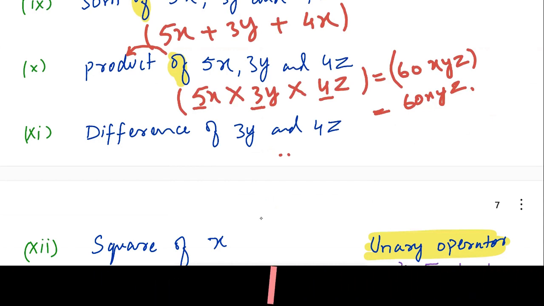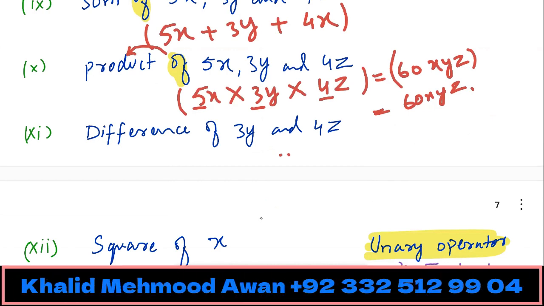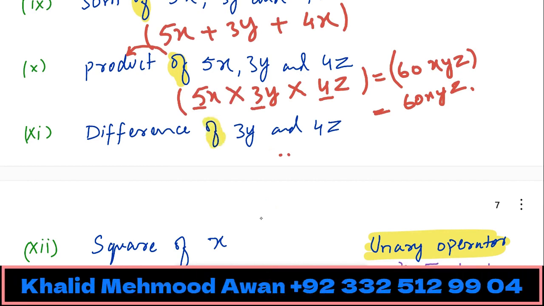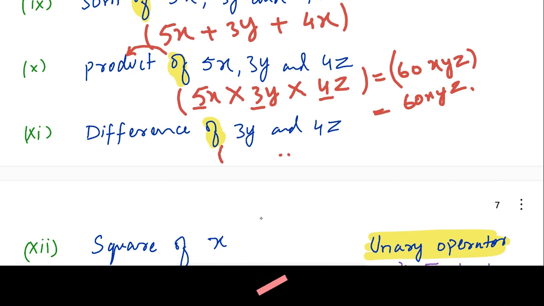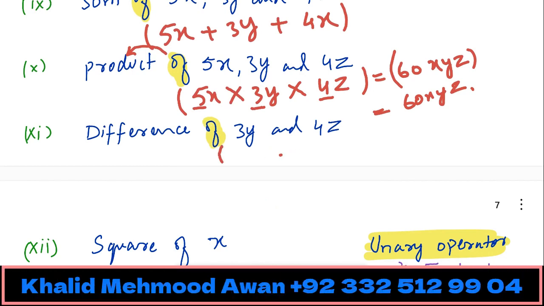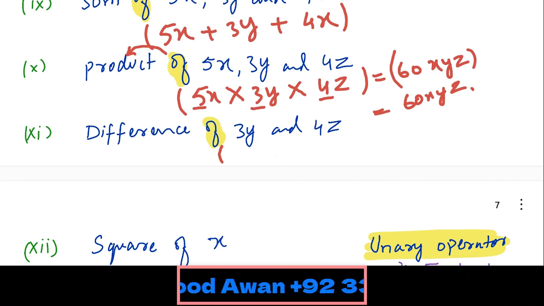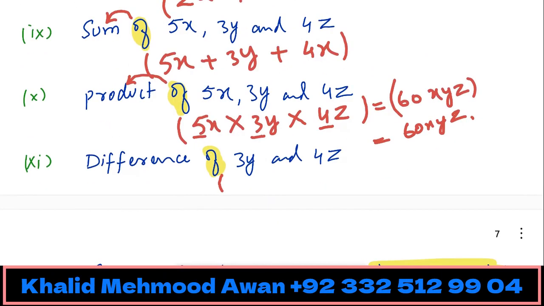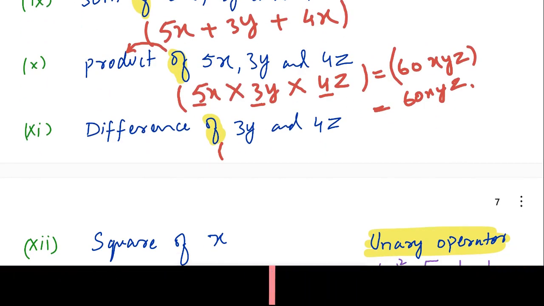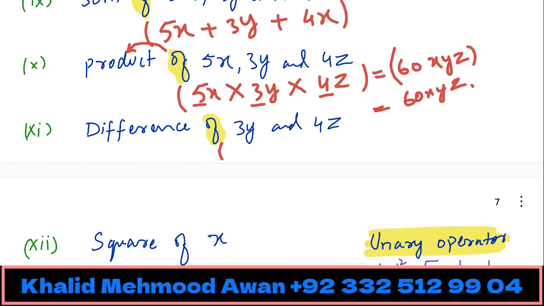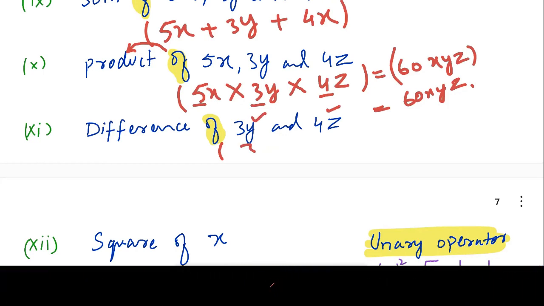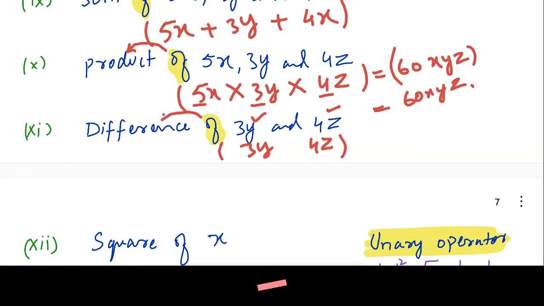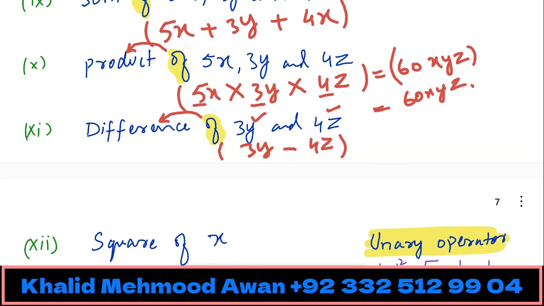Now the last statement of this page says again "of": difference of 3y and 4z. So looking at this, "of" means brackets. And remember that difference is a binary operation. So we cannot subtract three terms at the same time. In product and sum we can use three terms, but in difference we will not be subtracting three terms. For this, we need two terms only. So write 3y and 4z and then close the bracket. And the word before "of" is difference. Difference means minus. So that will remain the same.